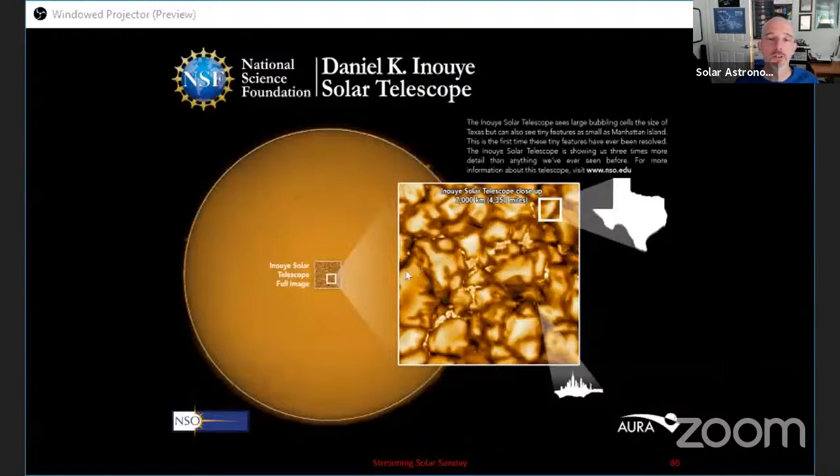Okay. And again, to put this into perspective in terms of scale, here is the entire sun for reference. Then there's a square here that is the picture that you saw on the prior slides. And then here is a close-up of some of these zones, compared to something like Texas.